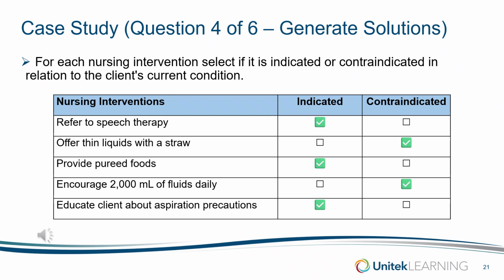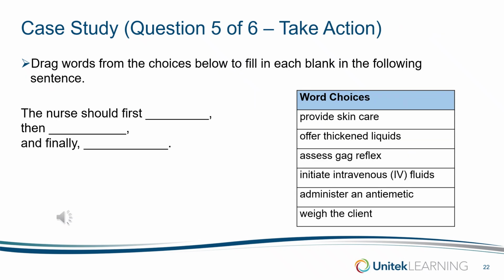Encourage 2,000 mL of fluids daily. This is contraindicated. This is not enough fluid to address the client's hydration. Educate the client about aspiration precautions. This is indicated. Clients and family members should be taught about aspiration precautions for home care. A rule of thumb is don't offer oral intake until aspiration risk is ruled out. Prioritize consults and safety measures first.